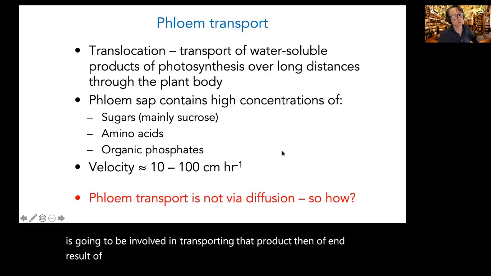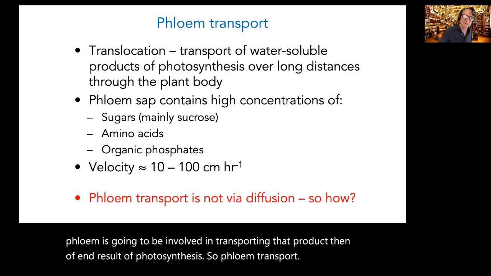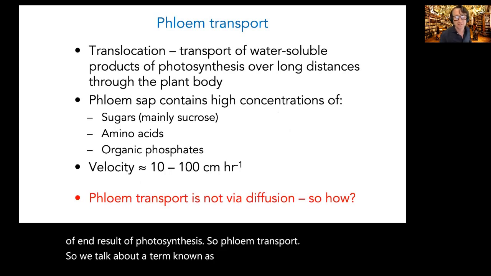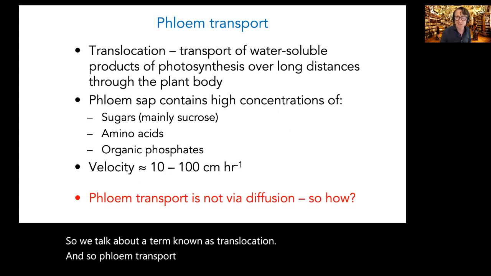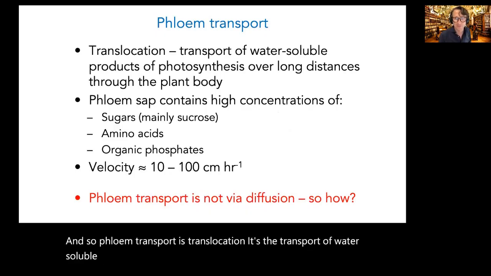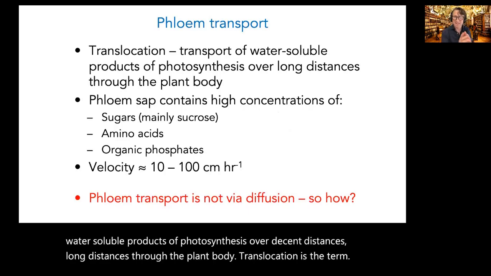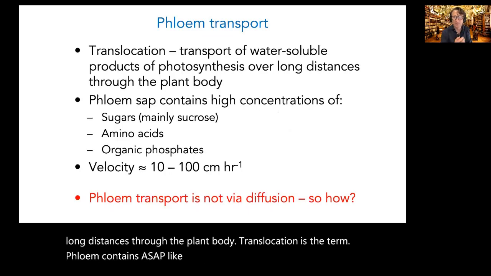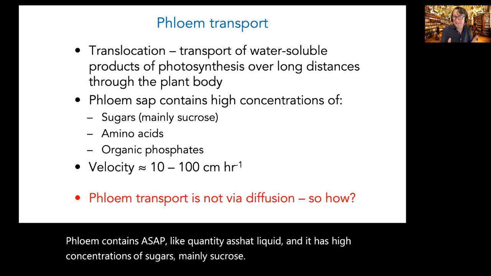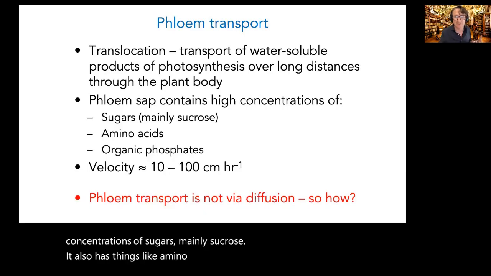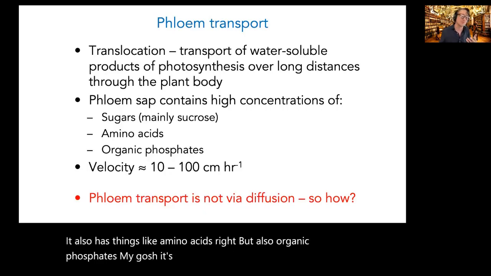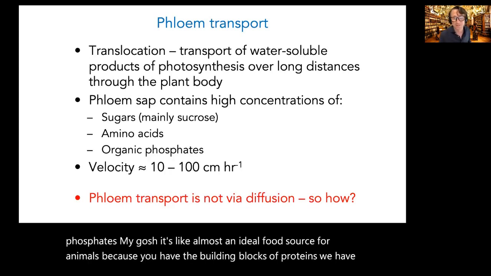Okay. So phloem transport. We talk about a term known as translocation. Phloem transport is translocation. It's the transport of water-soluble products of photosynthesis over long distances through the plant body. Phloem contains a sap-like liquid, and it has high concentrations of sugars, mainly sucrose. It also has things like amino acids, but also organic phosphates. Oh my gosh, it's almost an ideal food source for animals because we have the building blocks of proteins, we have sugar, we also have some nutrients inside.